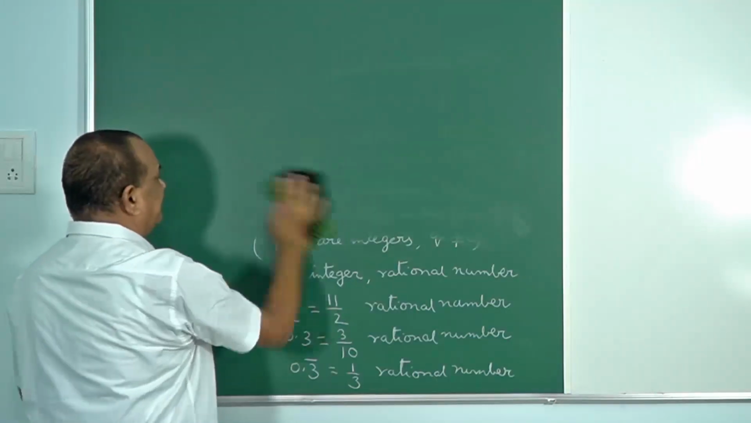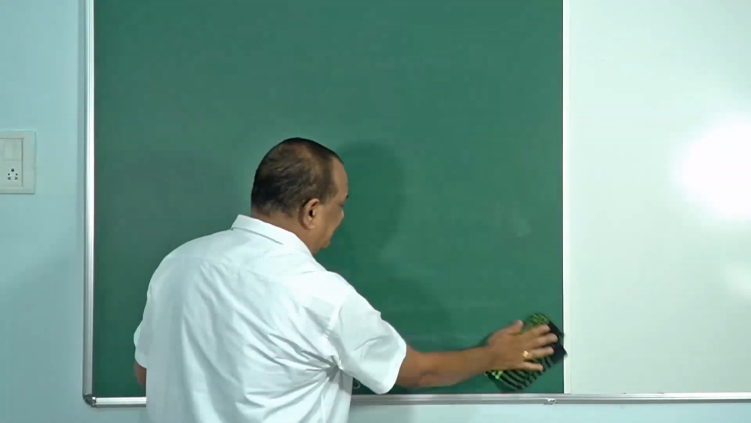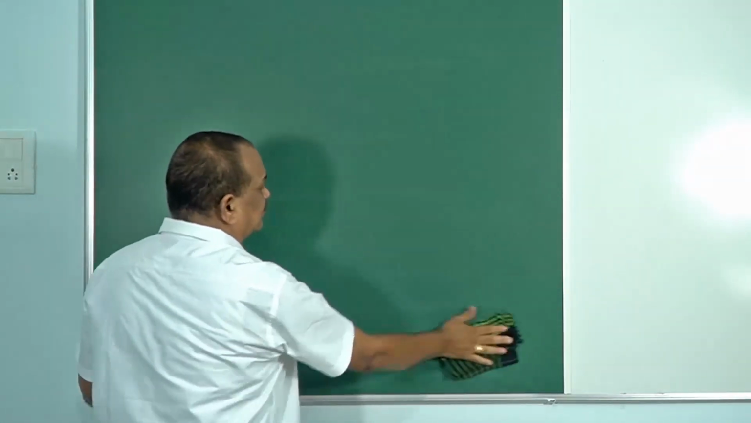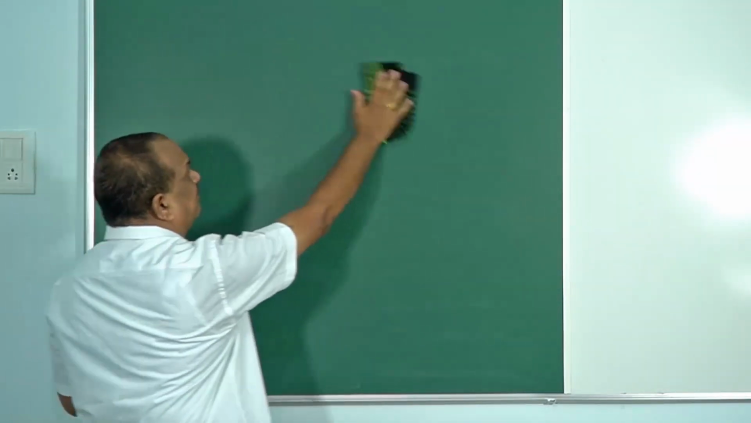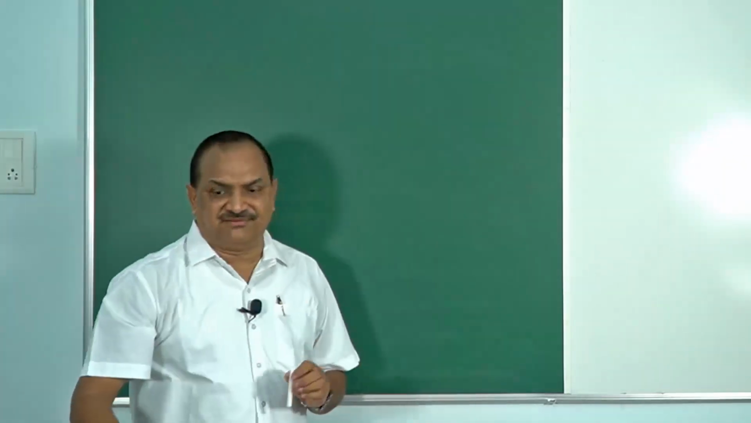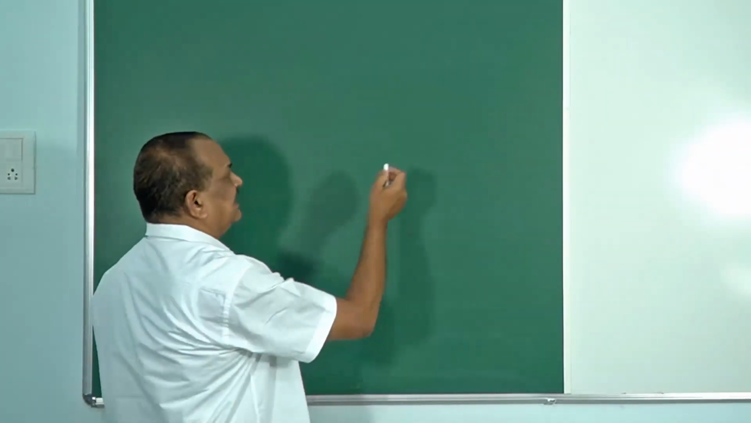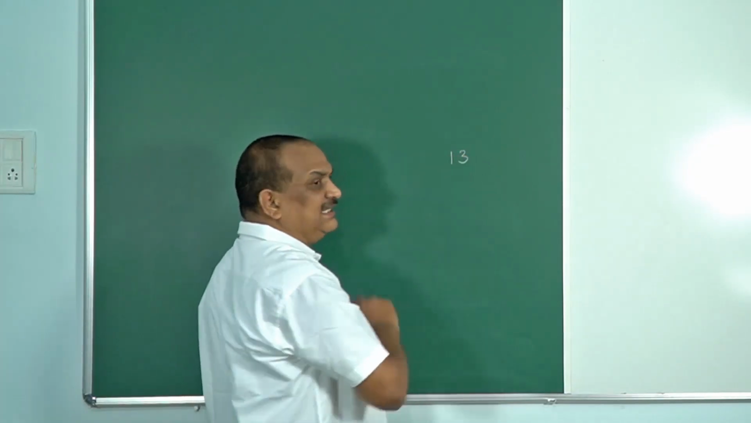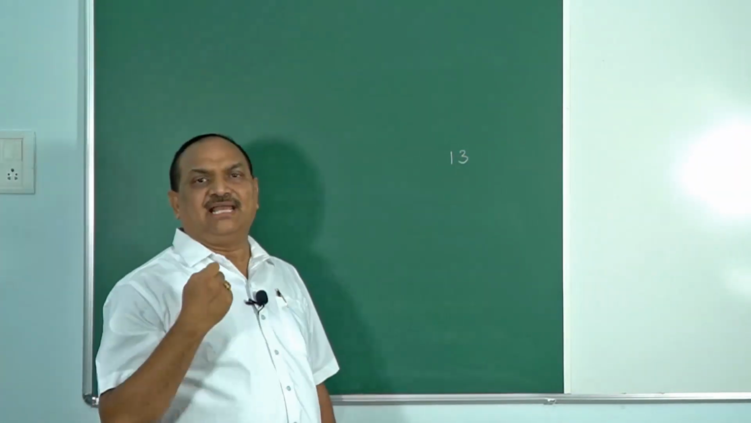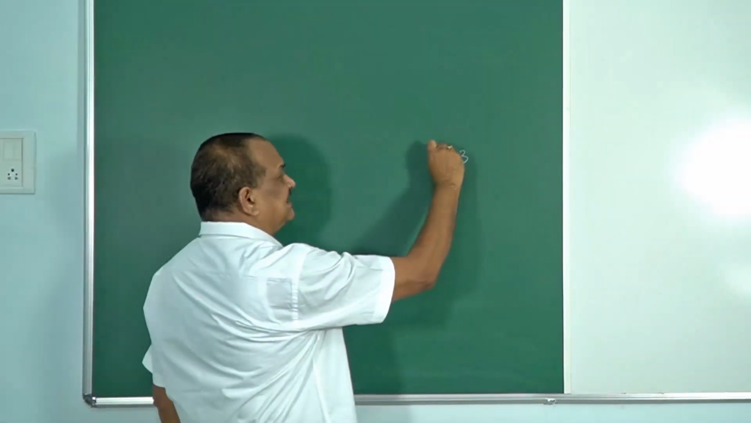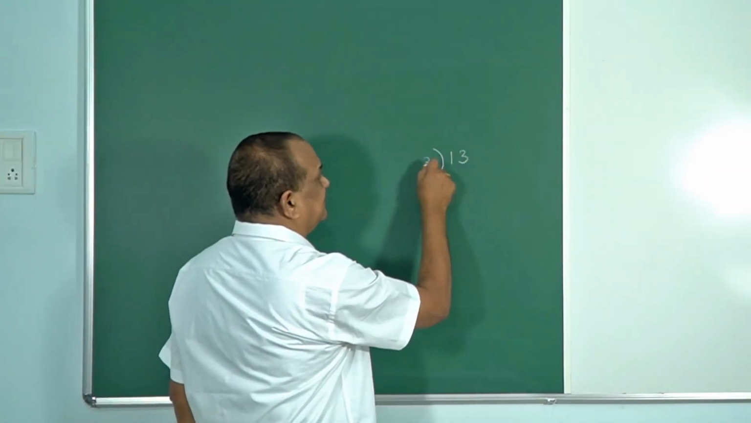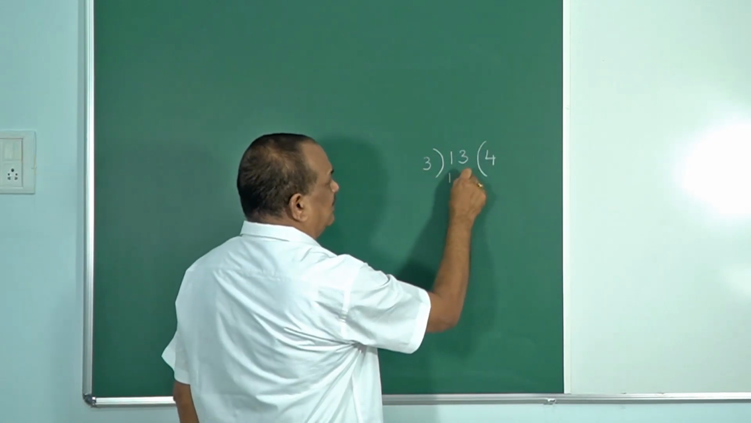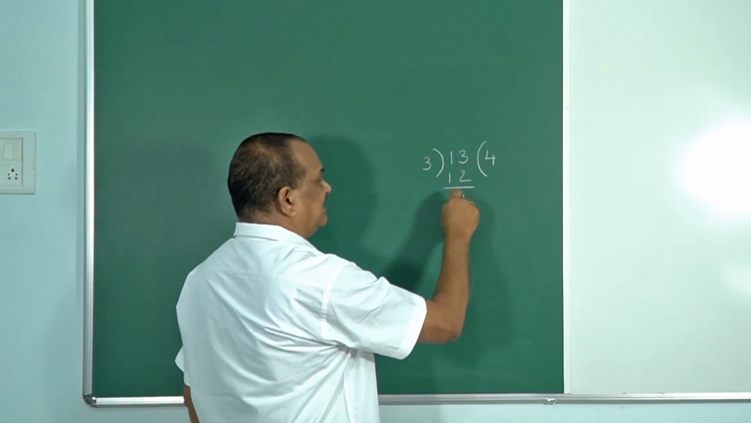My topic now is division. We understand what division is all about, and we also try to find some important properties of this division. Let us take an ordinary division as we find it. Say you have 13, a number. This is called a divisor. When this 13 is divided by 3, 3 times 4 is 12, and this is 1.